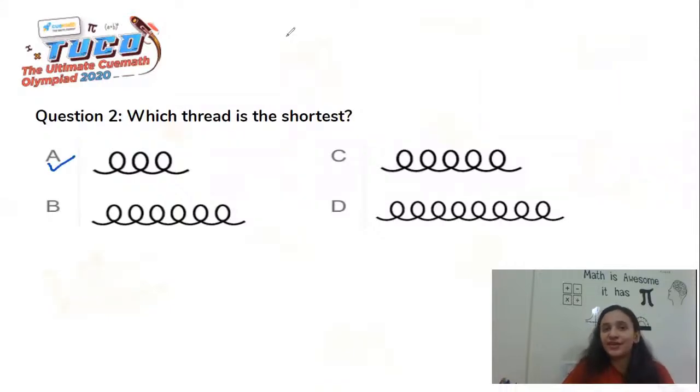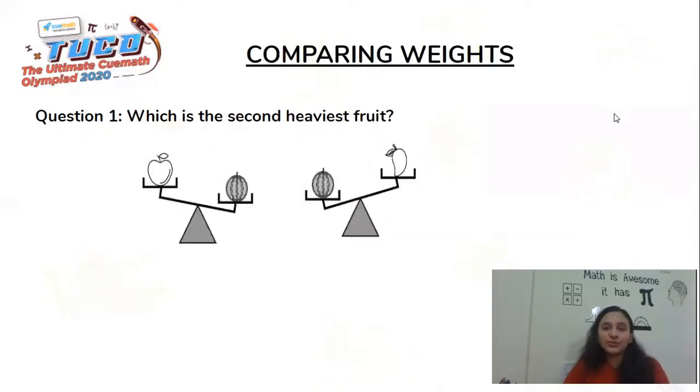So this is a very easy question. All you needed to know is the fact that the fewer the slack, the fewer the curves, the fewer the bendings in a thread or in a rope or in anything, it will be shorter. If it has more, it will be longer. With this, we move on to the next question, which is about comparing weights. We have already done length, so we are doing weights now.